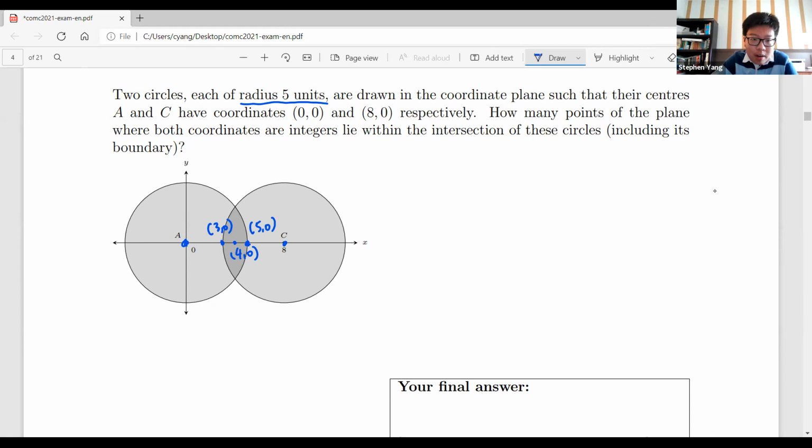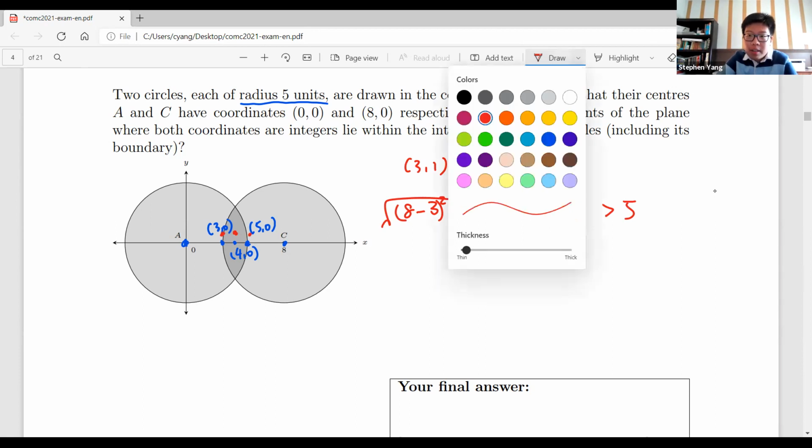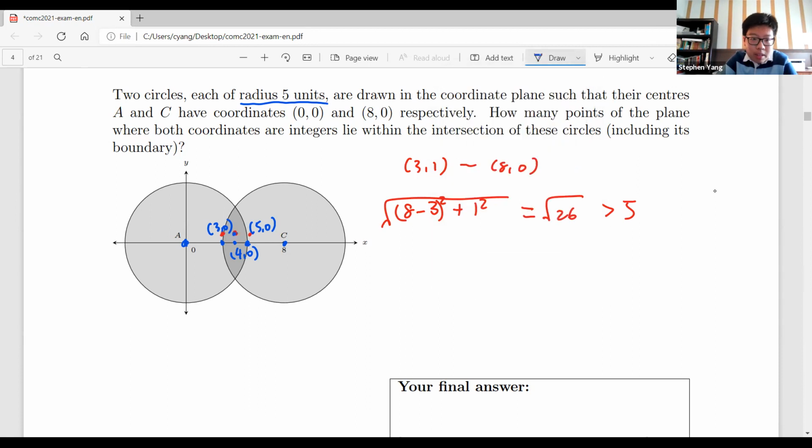And now if we go up by one, so if you go here, then let's look at point (3, 1). The distance between (3, 1) and (8, 0) is equal to the square root of (8 minus 3) squared plus 1 squared, so that is the square root of 26, and this is greater than 5. So this point right here is not inside the region. And likewise, this point right here is also not in the region. So that means only the point (4, 1) is in the region.